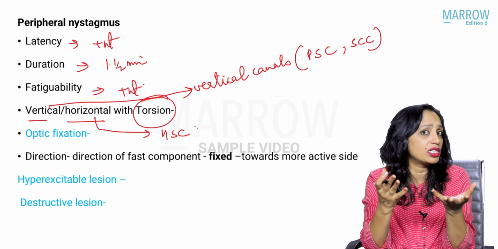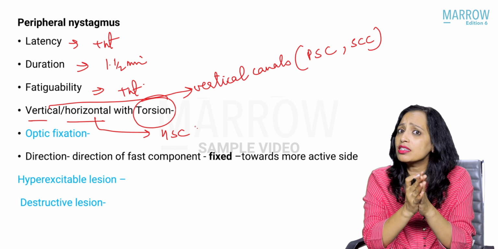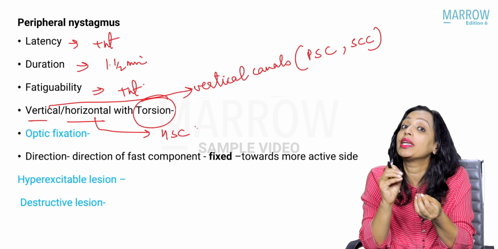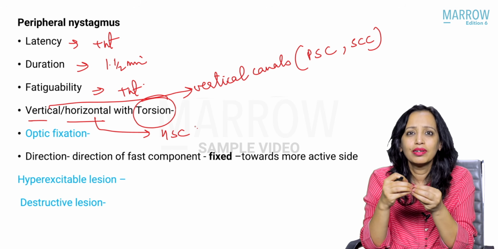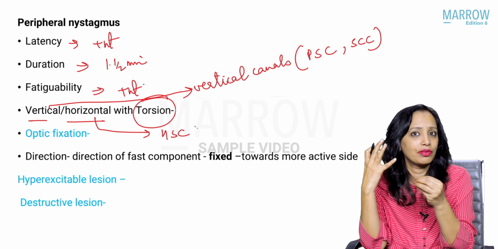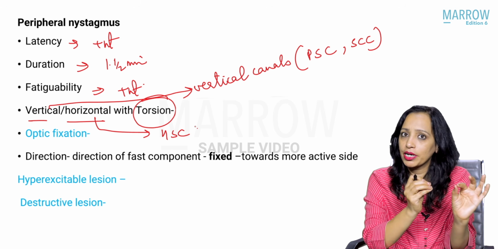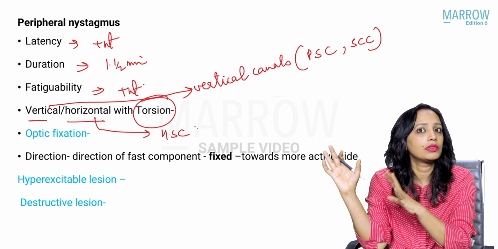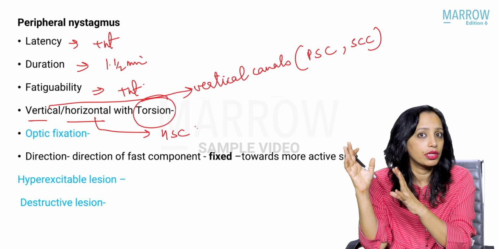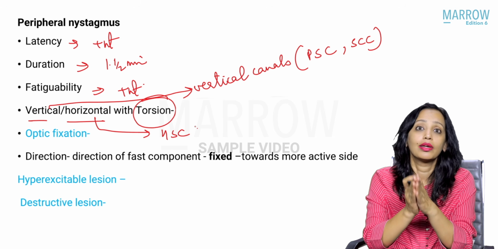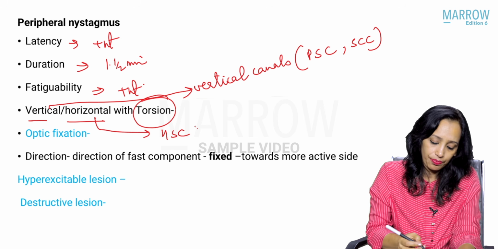What's vestibular neuritis? Vestibular neuritis means that there is inflammation and destruction of the vestibular nerve. So when the nerve is gone, it means that all the activity of the labyrinth will not be picked up. So it is complete dysfunction of one side labyrinth. So there the nystagmus will be horizontal but with torsion. Is that clear? Okay, clear.